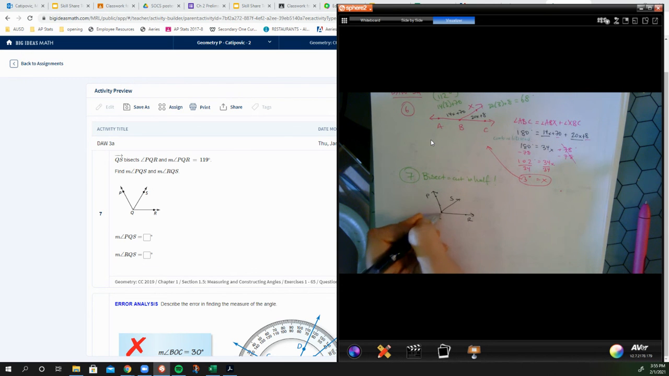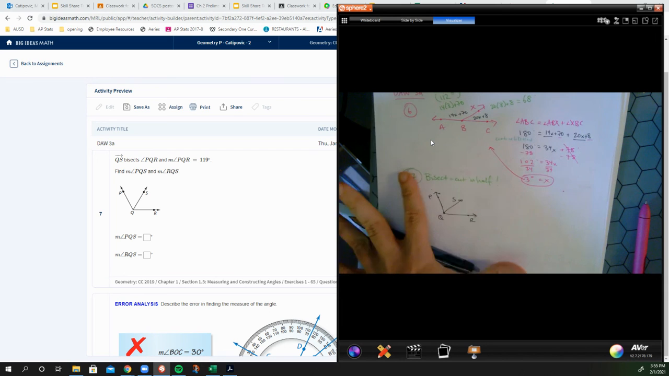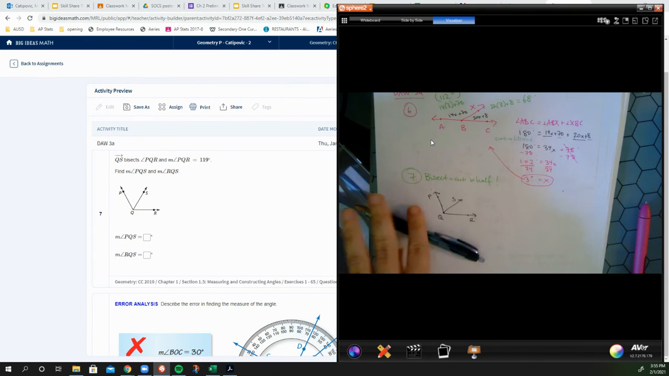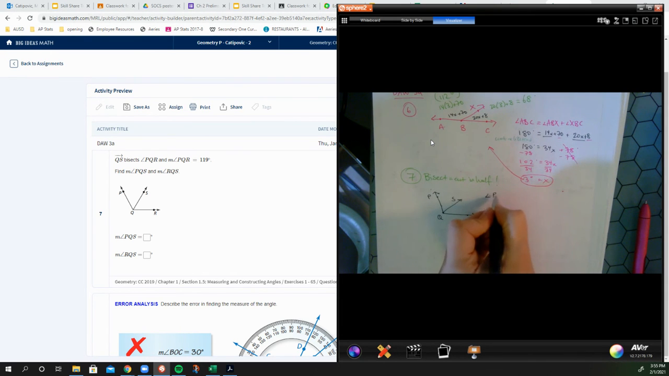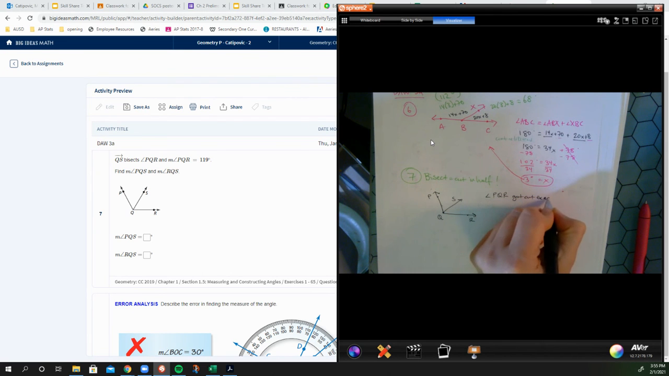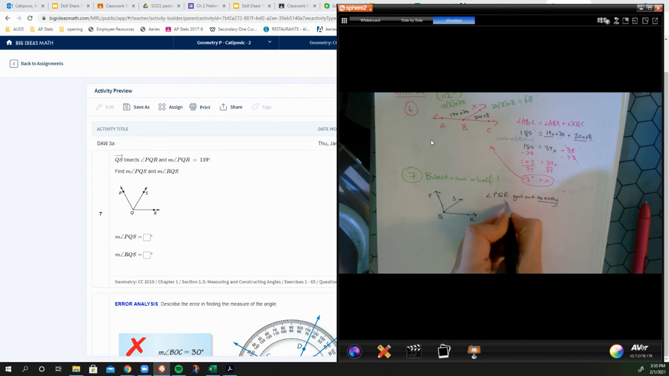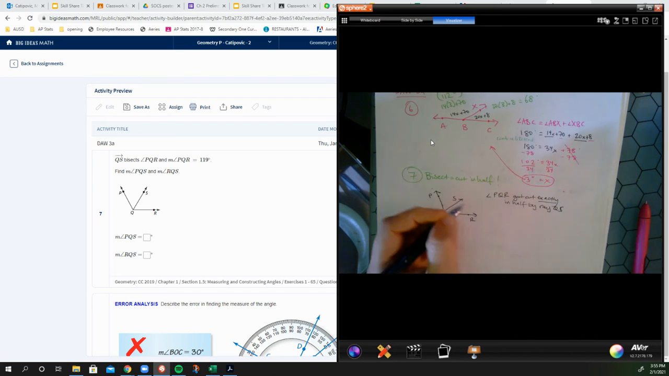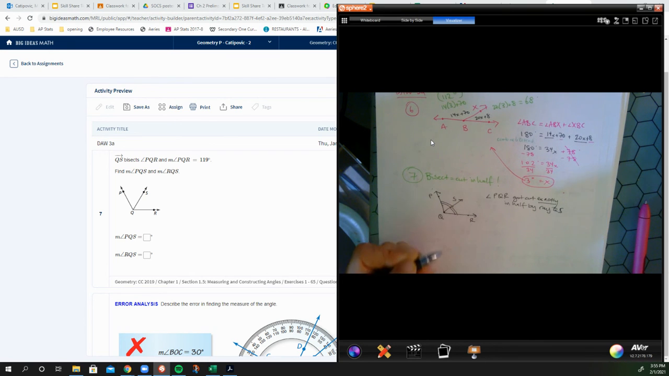So it is telling us that ray QS bisects angle PQR. So big angle gets cut in half by ray QS. Angle PQR got cut exactly in half by ray QS. And what I can do with this information is I can put fancy symbols on here that match, which says these two must be the same. These two angles are identical.